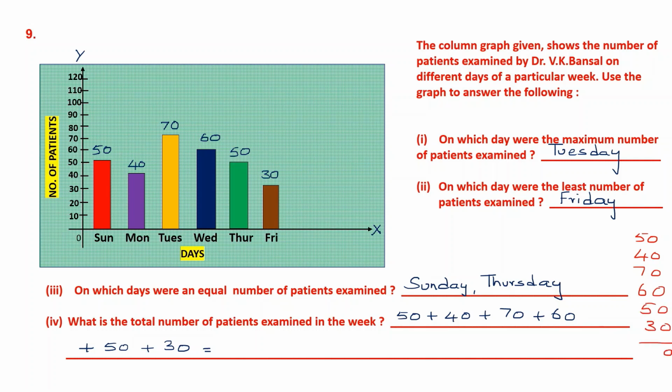So 0, then we have 5 plus 4 is 9, 9 plus 7 is 16, 16 plus 6 is 22, 22 plus 5 is 27, 27 plus 3 is 30. So totally we have 300. So the total number of patients examined in the week is 300. So we've got our answer to this question.